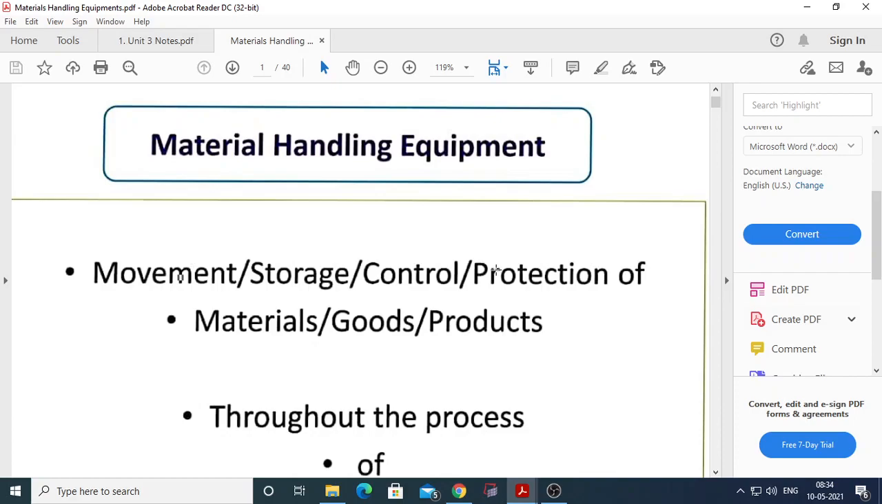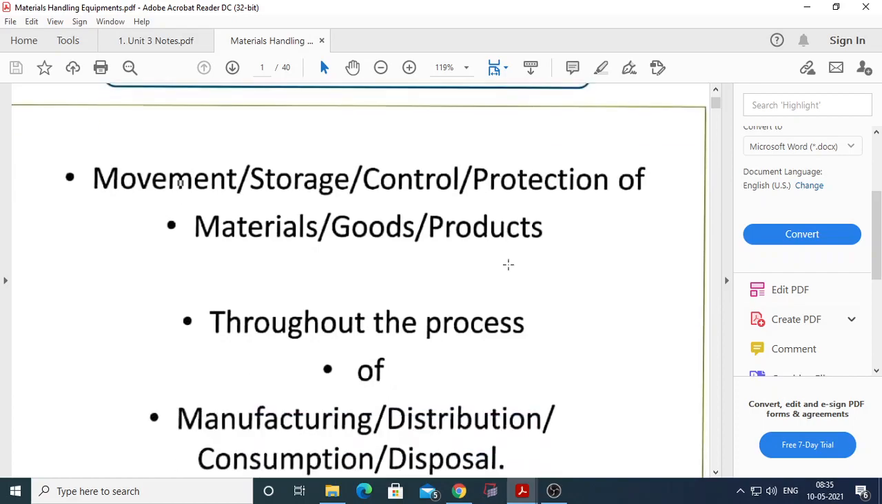What is the primary function of the material handling engineer? The primary function of the material handling engineer is to minimize the material handling cost. It is said that the best handling is the least handling. Remember that.